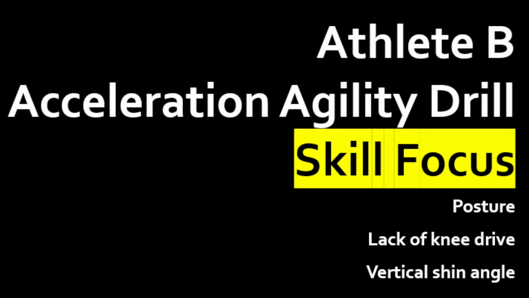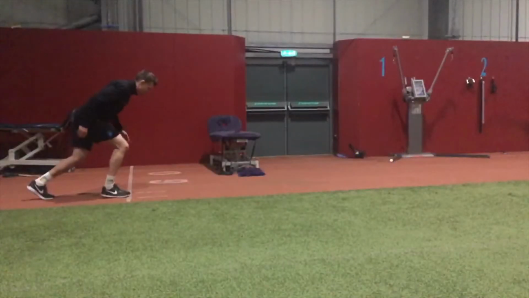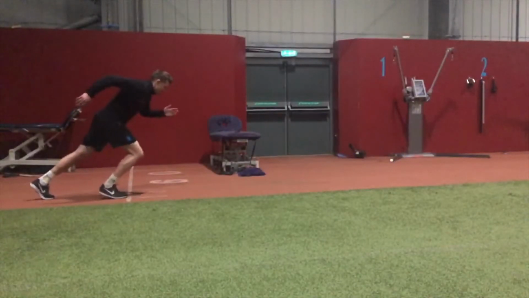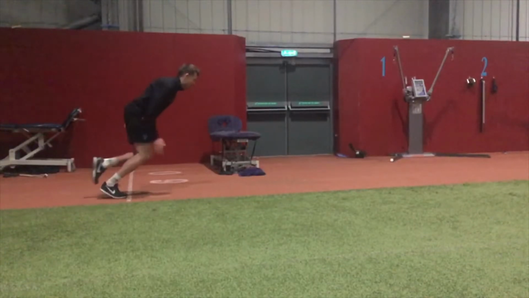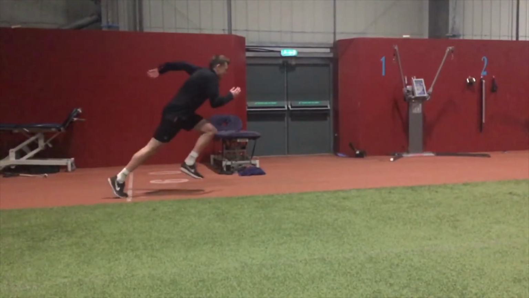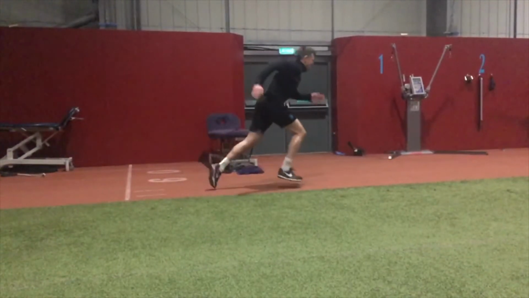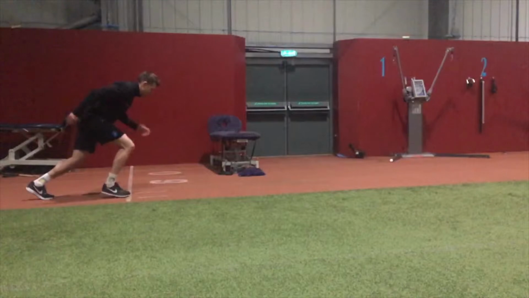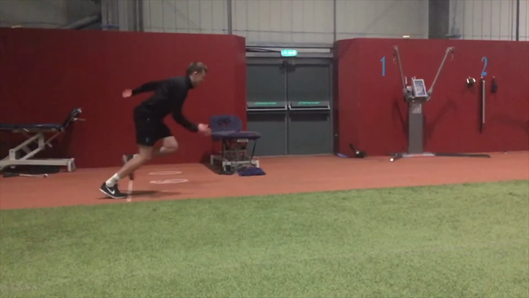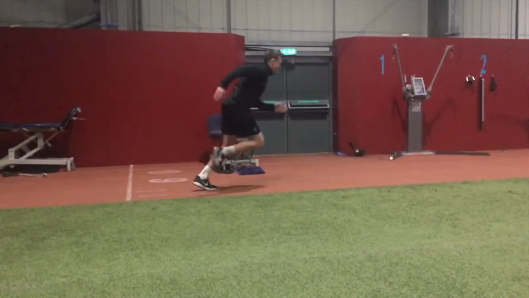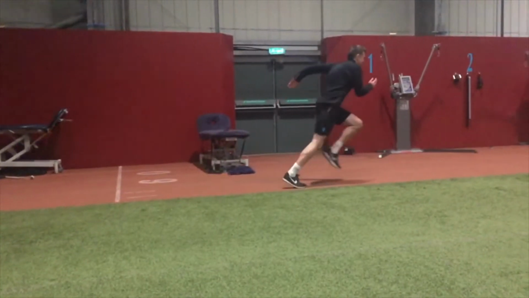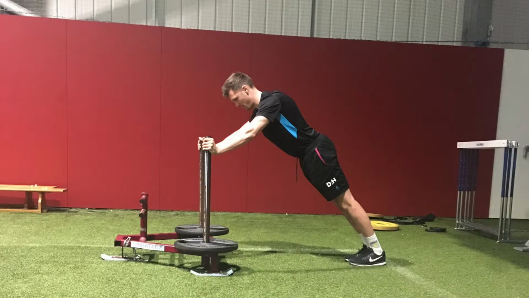On the other hand, amongst several observations made whilst analysing athlete B, I am going to focus on addressing the upright posture present by encouraging a more inclined torso angle. Further emphasis will then be placed on driving the knee and producing a 45-degree shin angle to match the torso. The rationale behind developing these skills is that large forward acceleration is directly dependent on the ability to develop and apply high levels of horizontal force into the ground.